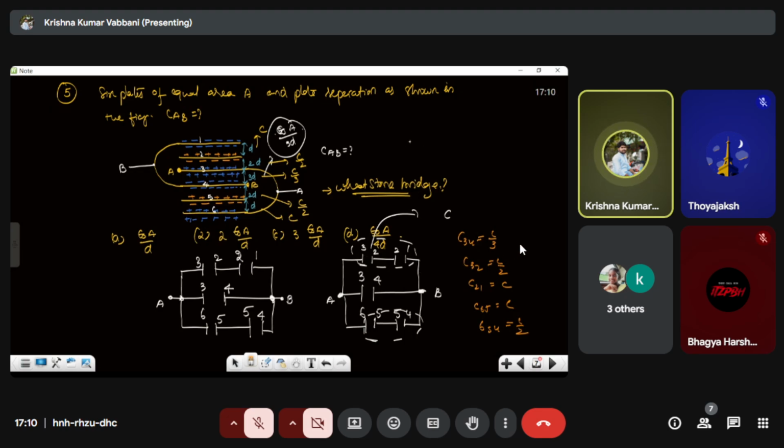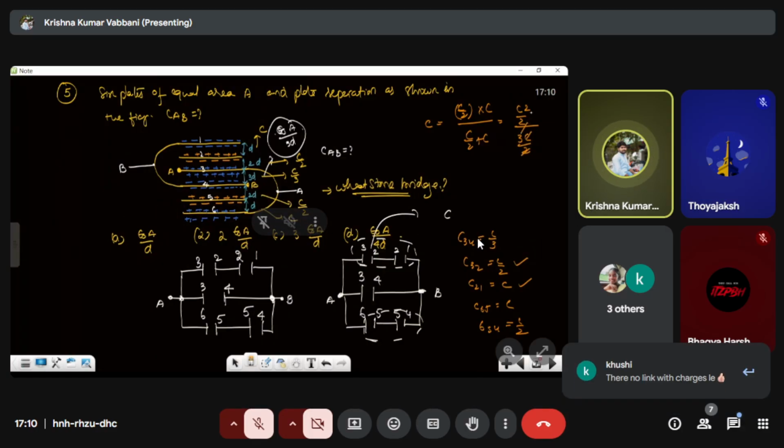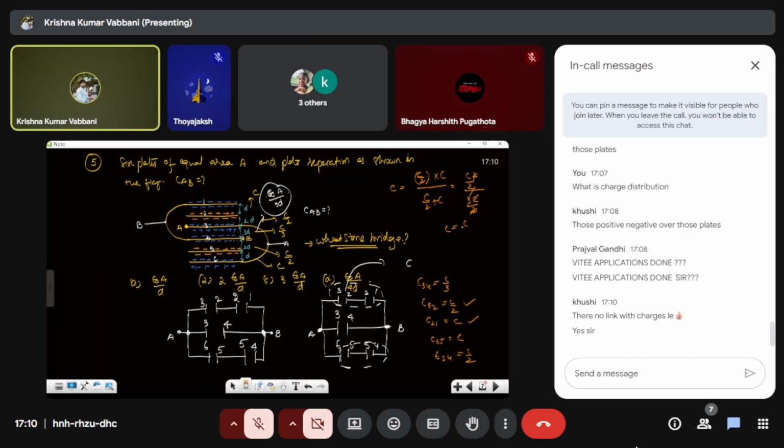Now let's find the series of this one. 3 2 and 2 1, what is going to be the series? C by 2 into C divided by C by 2 plus C. It's C square by 2 over 3C by 2. 2 will cancel, C will cancel. I got C by 3 here.